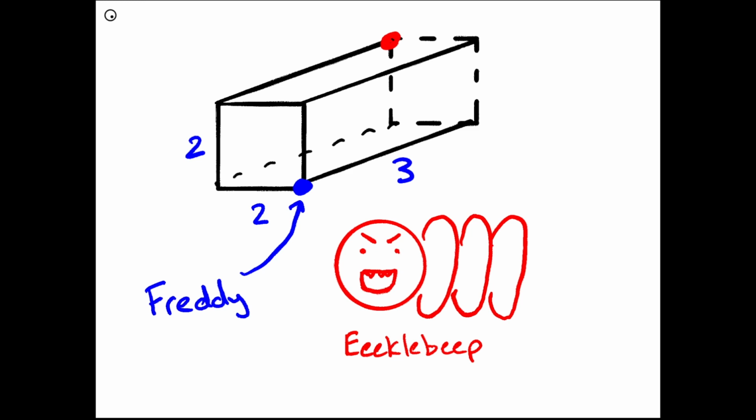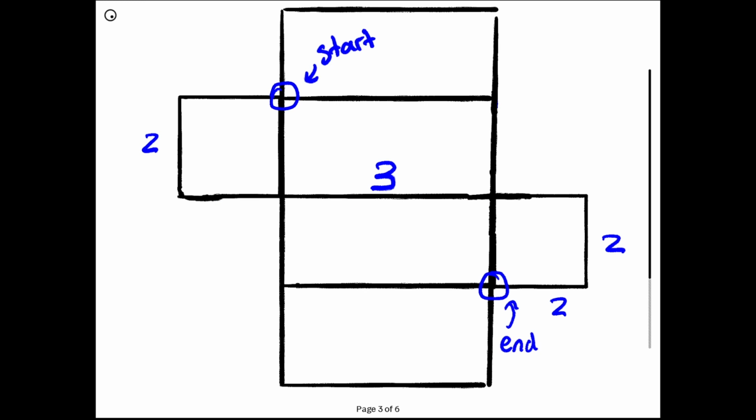The main insight into this problem is to turn the parallelepiped into a 2D shape. And this is what I've done right here. This is what the 2x2x3 parallelepiped looks like unfolded. And I've labeled the start and the end points right there. So the shortest path between any 2 points is a diagonal. So what we're really looking for is the length of this diagonal right here.